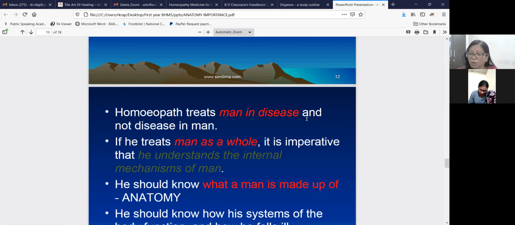That is why homeopathy is called a holistic science, where we give importance to the man, to the human being who is suffering. So you find humanity in homeopathy. We find importance given to the person suffering, not the disease in the man, but the man in disease. That is the difference there.